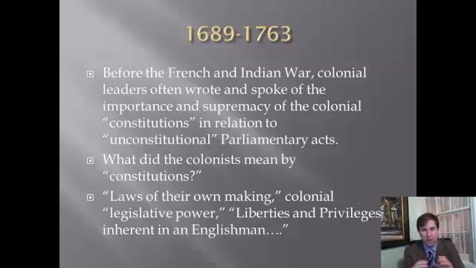These were laws of their own making. So when their parliament made a law, they assented to that law. But when the British parliament made a law where they weren't represented, they didn't assent to that law, and therefore they're going to refuse to abide by it.